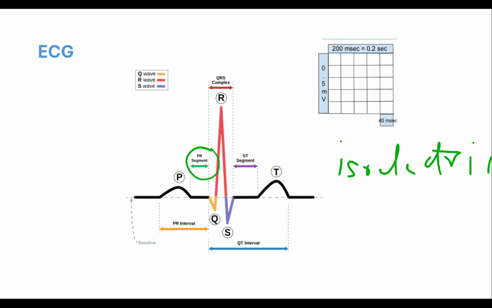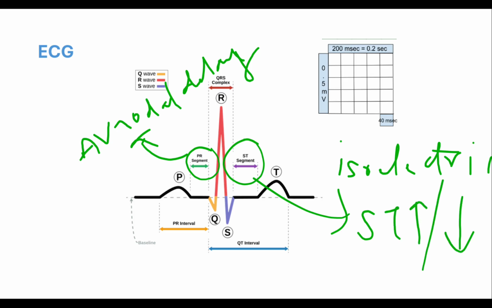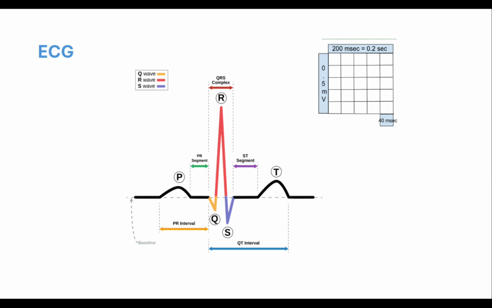So you have a PR segment which corresponds to the AV nodal delay. Okay, this is the AV nodal delay or the AV nodal conduction. PR prolonged means the heart rate is going to be low. PR very short means it is going to be tachycardia. Then you have the ST segment. You're mainly going to see if there is ST elevation or ST depression. Okay. So those are your segments.